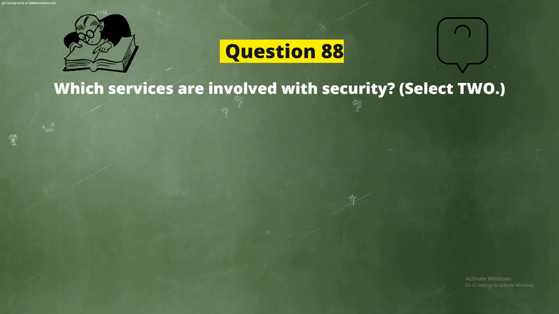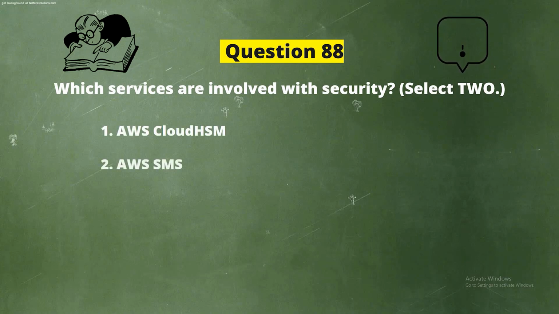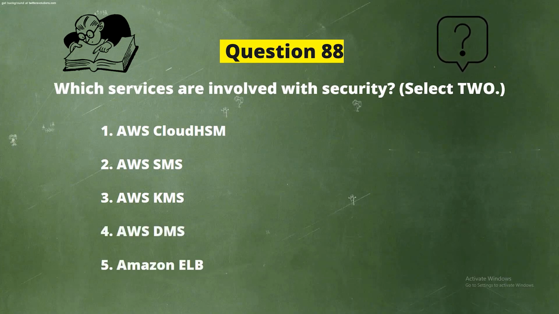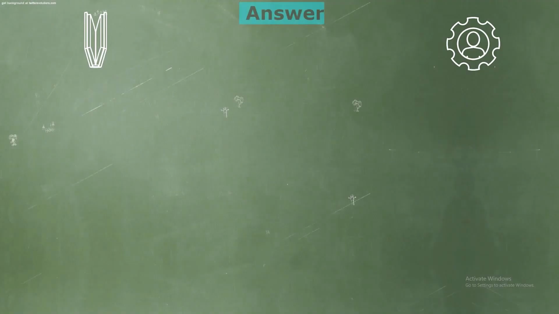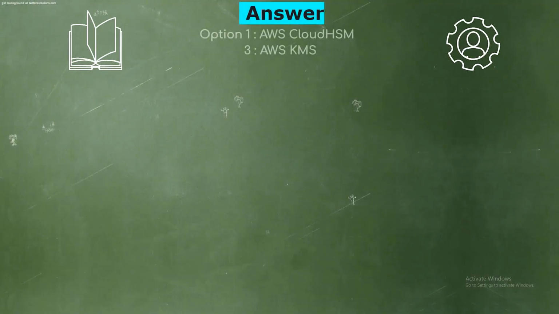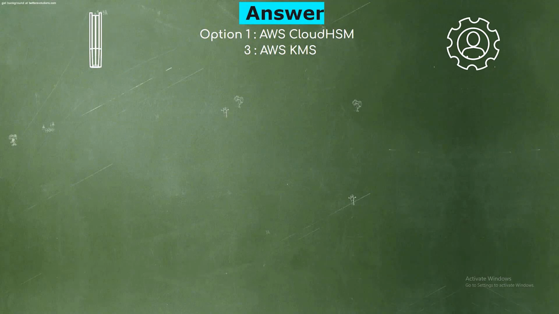Next question. Which services are involved with security? Select 2. And the options are: Option 1. AWS CloudHSM. Option 2. AWS SMS. Option 3. AWS KMS. Option 4. AWS DMS. Option 5. Amazon ELB. And the correct answers are Option 1. AWS CloudHSM. And Option 3.